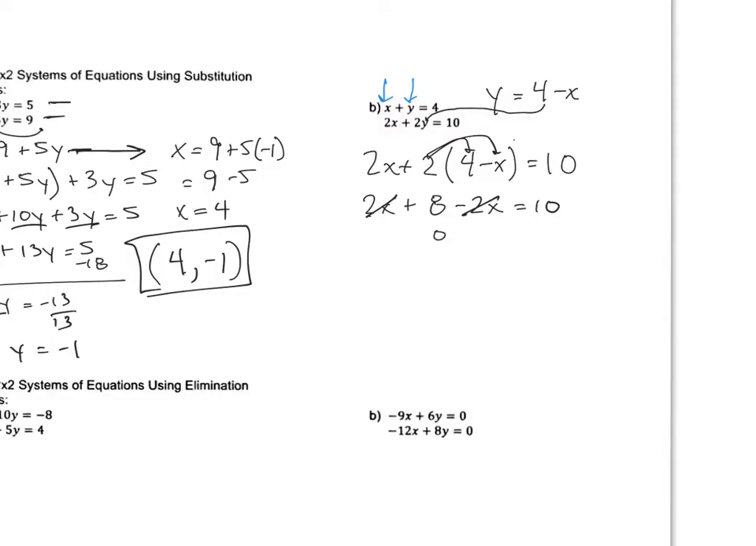We end up with a weird statement, 8 equals 10, and we have no variable. You can't solve for a variable if you don't have one. And 8 equals 10, that's not even a true statement. This doesn't even make sense. So we have no variable, and we have a statement that is a lie. And so whenever this happens, this is when the lines are parallel, so we have no solution.